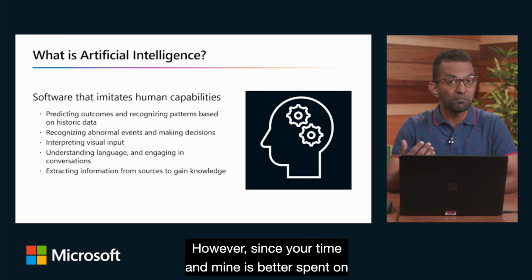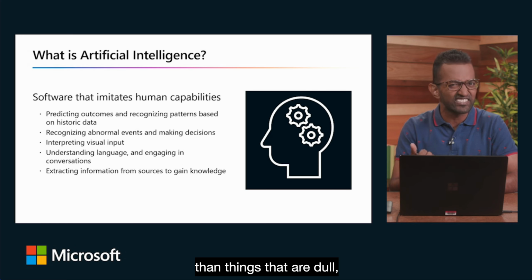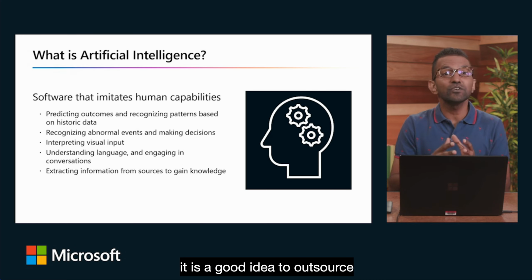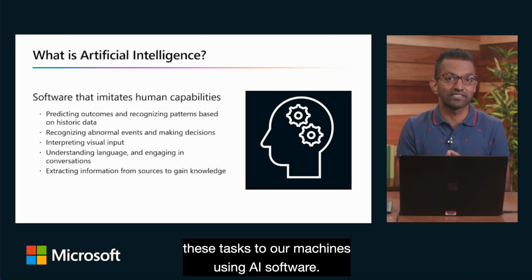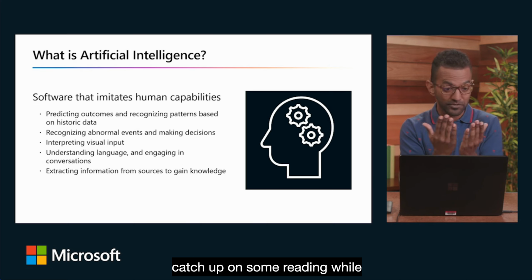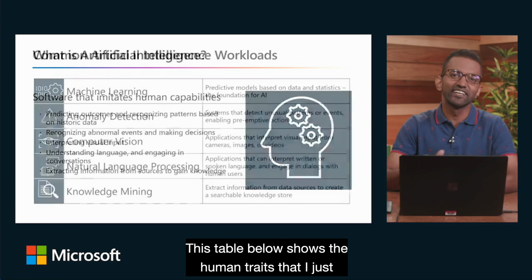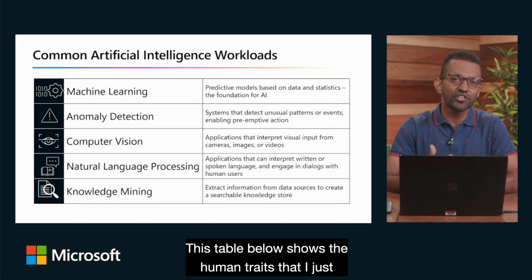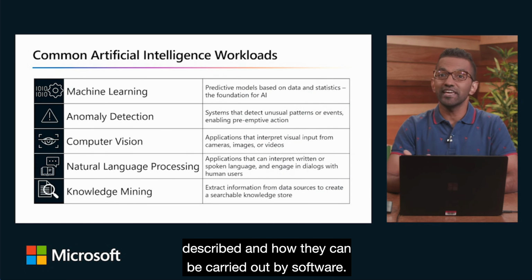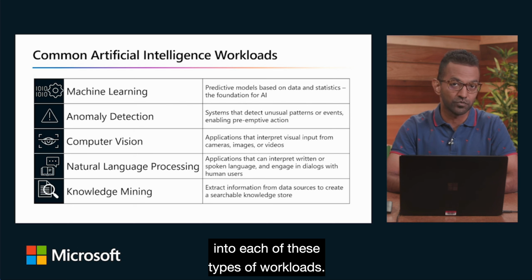However, since your time and mine is better spent on more value-adding activities rather than things that are dull, difficult, and repetitive, it is a good idea to outsource these tasks to our machines using AI software. Imagine a future where you can do your online shopping or catch up on some reading while your self-driving car brings you to your location. This table below shows the human traits that I just described and how they can be carried out by software. For the rest of this course, we will be going in depth into each of these types of workloads.